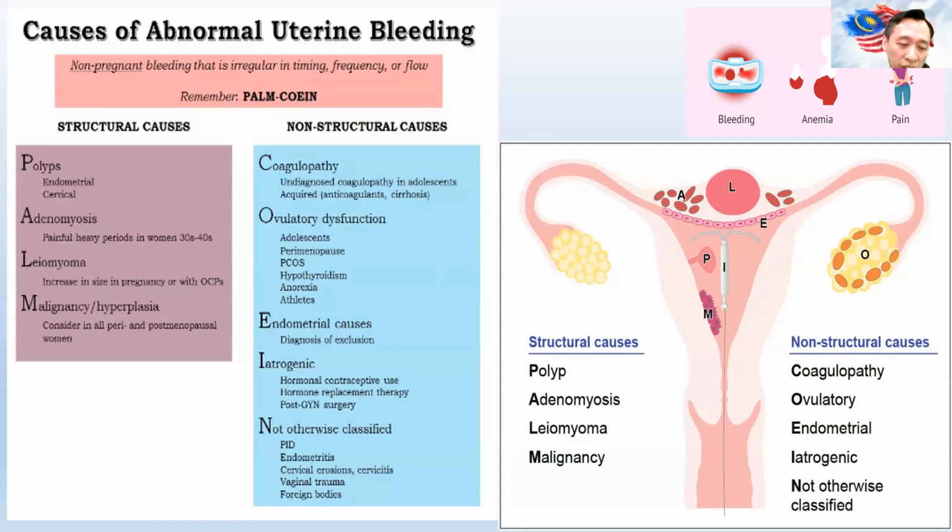Other than that, there are iatrogenic causes: hormonal contraception use, HRT, post-surgery. These also can lead to abnormal uterine bleeding. Other than that, there are pelvic inflammatory disease, endometritis, cervicitis, et cetera.